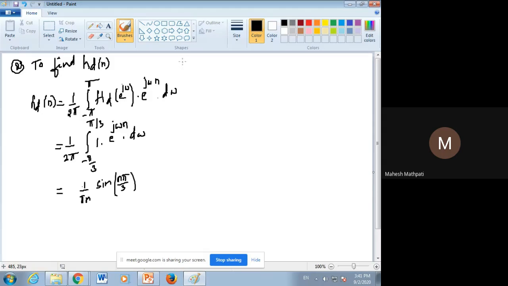Now, once we know this, what we need to do is calculate the values. First, HD of 0 we will calculate. So how do you calculate this? Who will tell me? What is the value of HD of 0? How is it going to be calculated? With L'Hospital's rule. How will we solve this now?